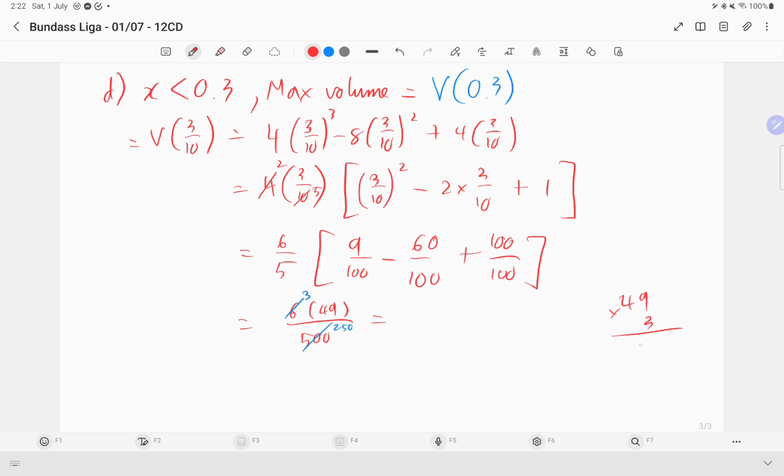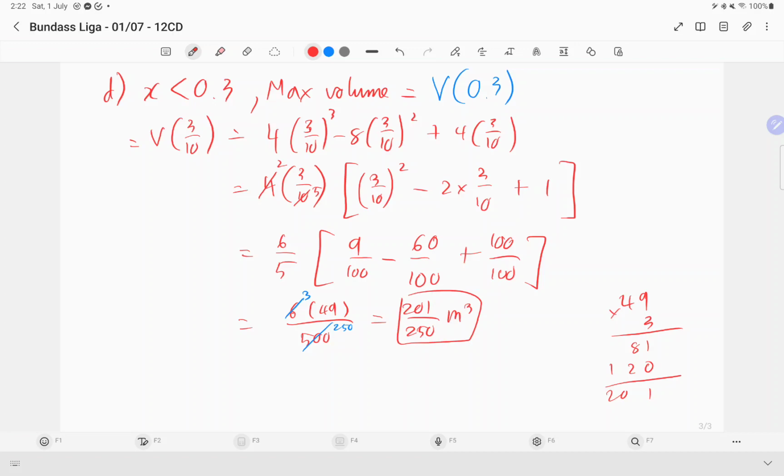That's 81. Oh yeah, I'm just going to do this method here. 81 and then 120, which is 201. Okay, so that's 201 over 250. Yeah, so that would be the maximum volume in cubic meters.